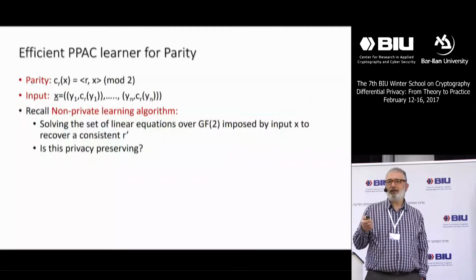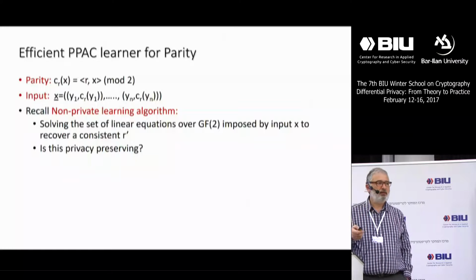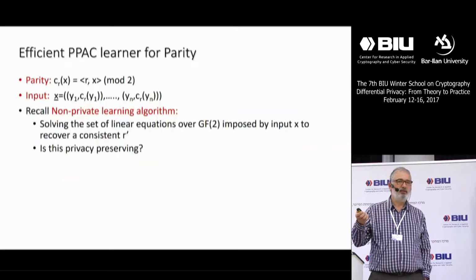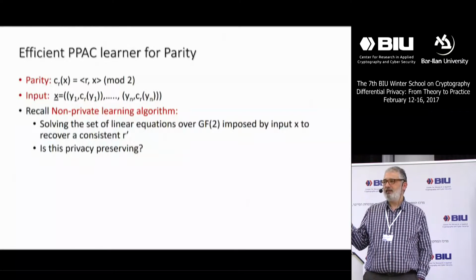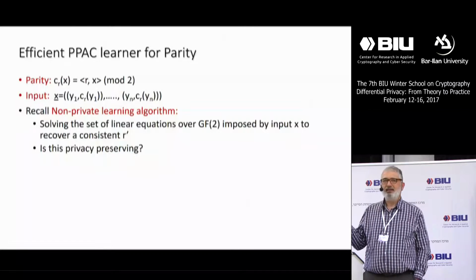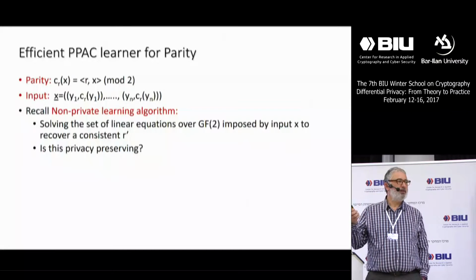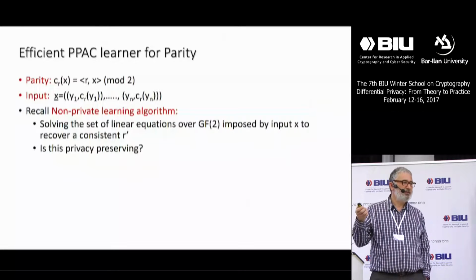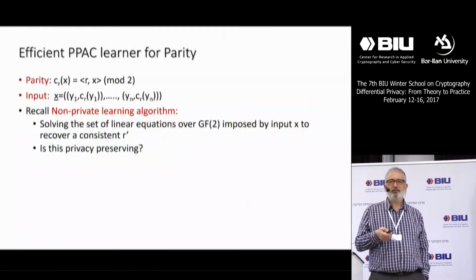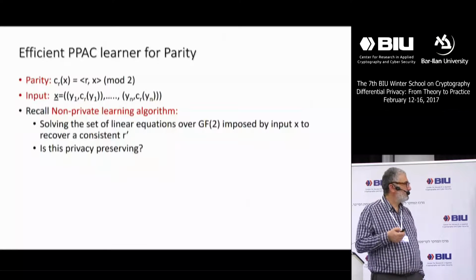And the first question you could ask is whether this is privacy preserving. There's an immediate answer, which is... what's that? Why should the answer be no? Because it's a deterministic algorithm. But maybe we can fix it.